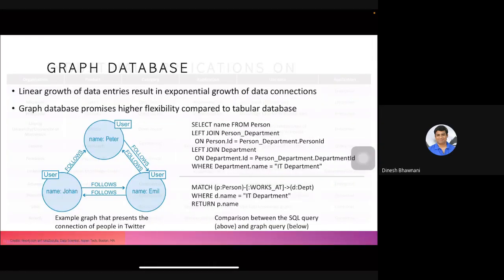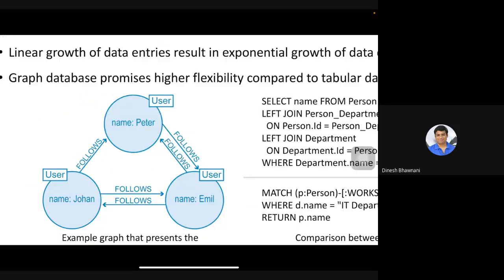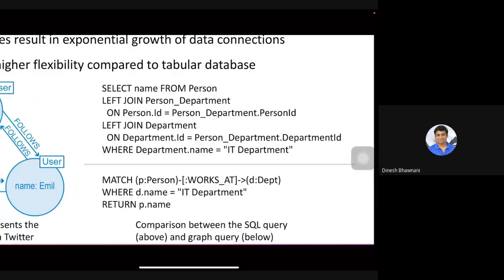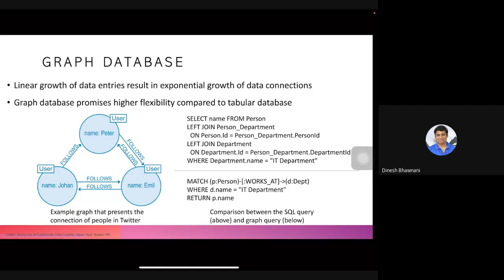Let's see why I'm saying that computational thresholds or computational bottlenecks come with SQL. If you have a SQL query, look, this is Peter, he's a user, Johan and Emil, 3 users. They're all following each other. A linear growth of data entries results in exponential growth of data connections. A graph database promises higher flexibility compared to a tabular database.